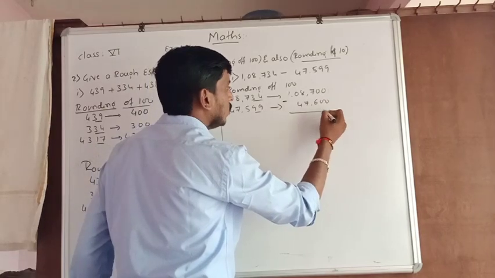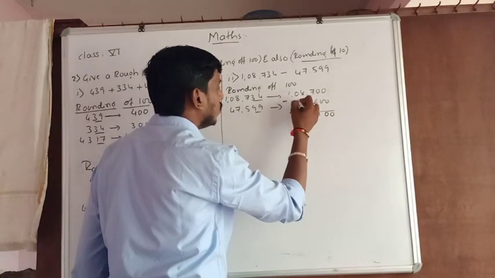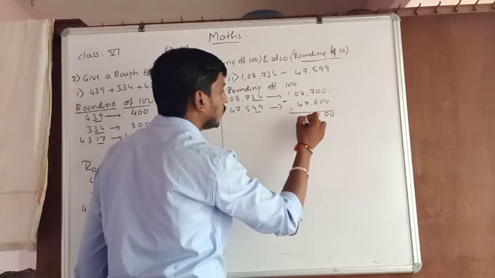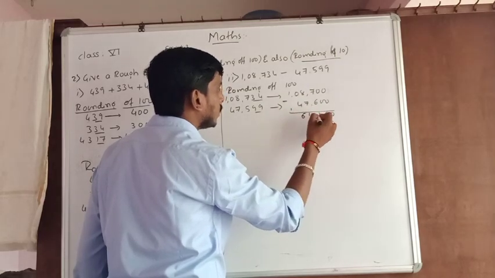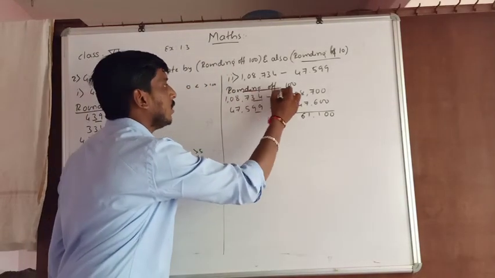0, 0, 0, 0. 7 minus 6, 1. Next, 8 minus 7, 1. So take a carry, it becomes 10 minus 4, 6. So 61,100. This is rounding to 100.